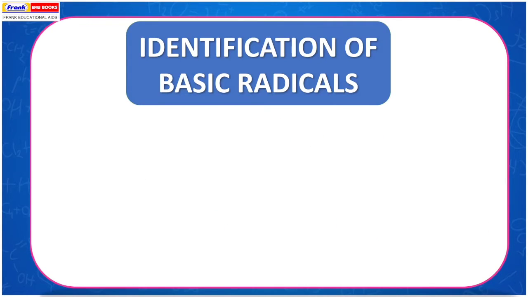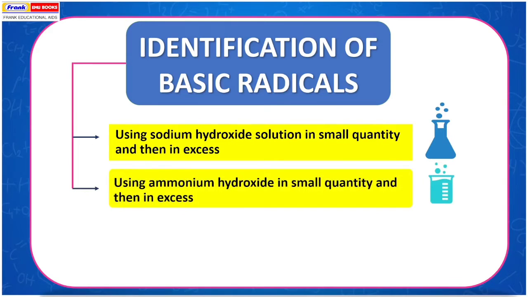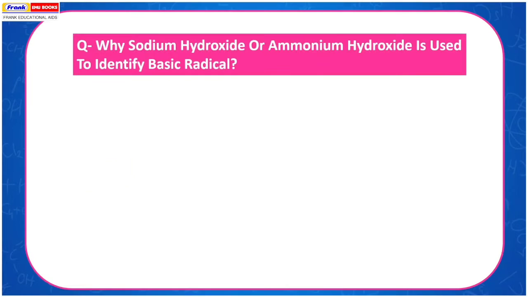Identification of basic radical. Using sodium hydroxide solution in small quantity and then in excess. Using ammonium hydroxide in small quantity and then in excess. Why sodium hydroxide or ammonium hydroxide is used to identify basic radical?